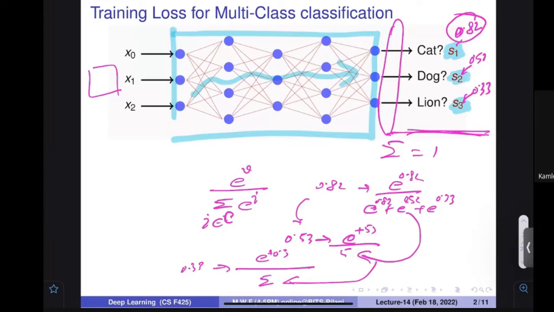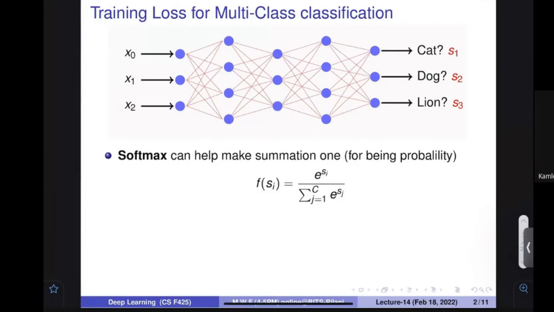One thing I'm saying is that because this is an exponential function, the property of an exponential function is that if something is larger, even by a small portion, it tries to amplify that. If something is larger, it becomes even larger. So this function, called the softmax function, does a very important thing that you apply on the output.